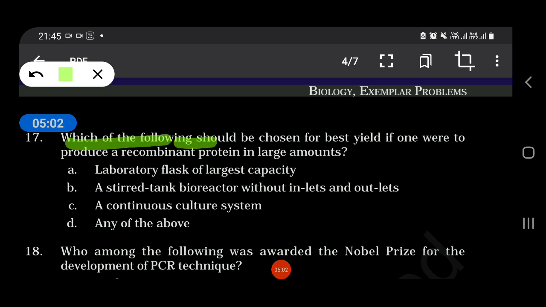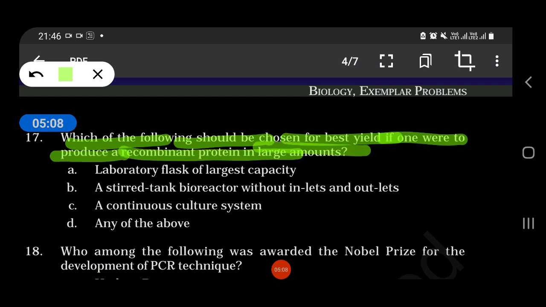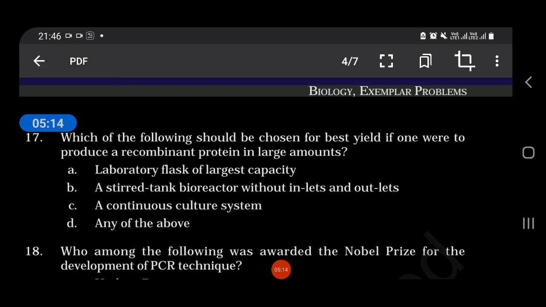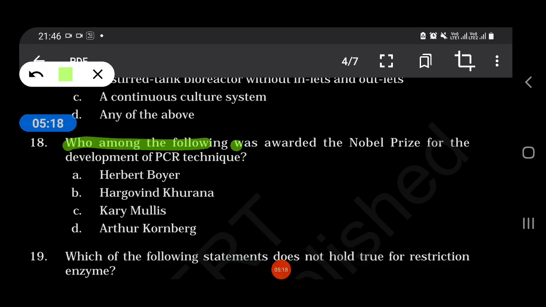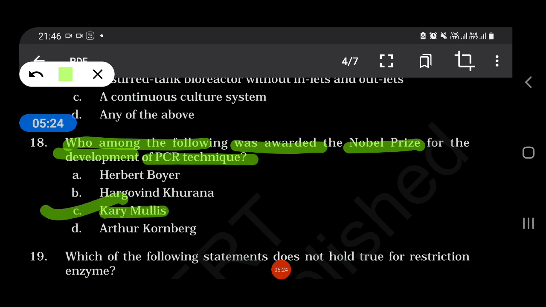Which of the following should be chosen for best yield if one were to produce a recombinant protein in large amounts? So our answer goes to a continuous culture system. Who among the following was awarded the Nobel Prize for development of PCR technique? So our answer is Kary Mullis was awarded for developing PCR technique.